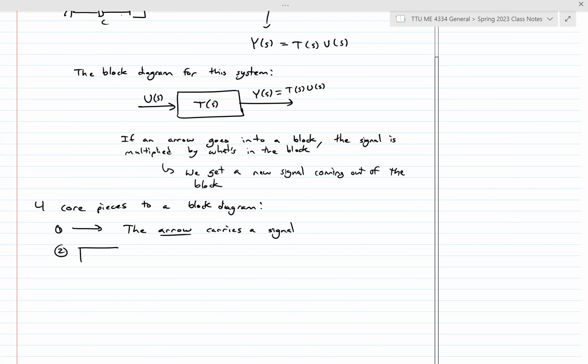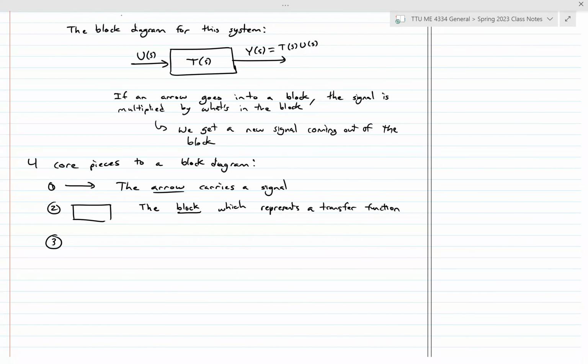Then we have our blocks. The block, which represents a transfer function. In a sense, the blocks represent our system dynamics, right? Those are the 2 pieces above.